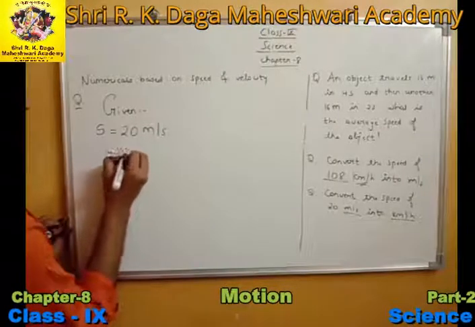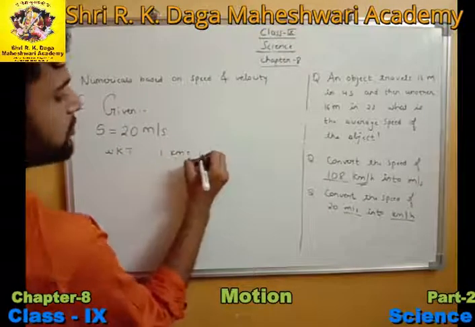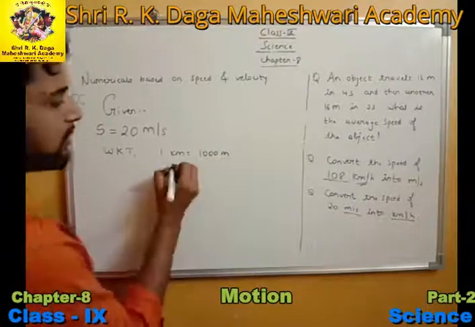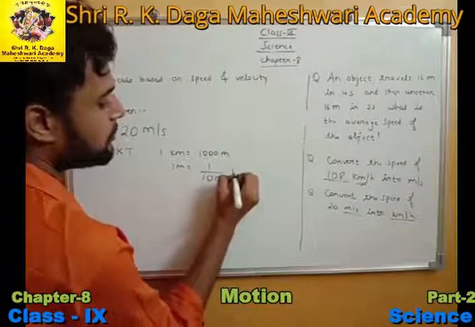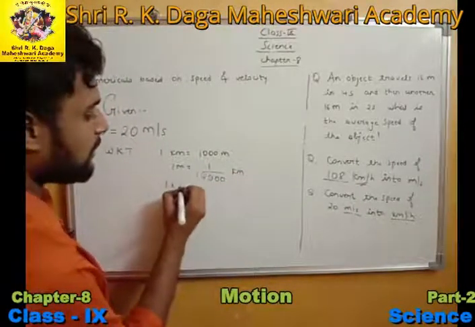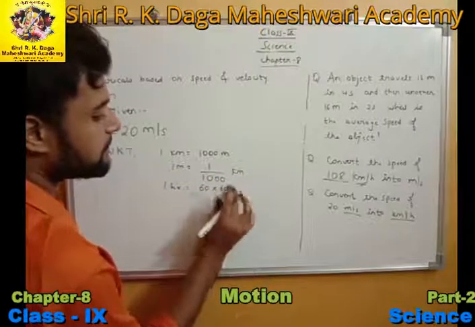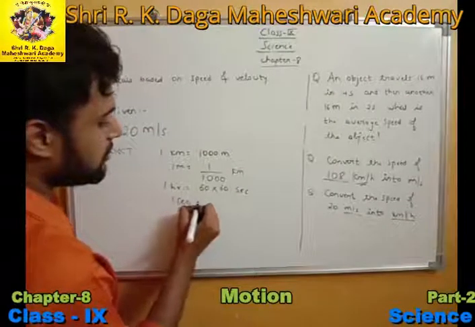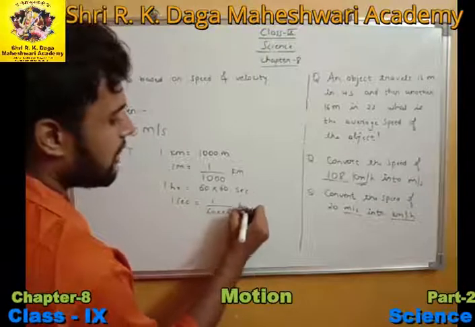We know that 1 kilometer is equal to 1000 meter, or 1 meter is equal to 1 upon 1000 kilometer. Similarly, we know that 1 hour is equal to 60 into 60 seconds, or 1 second is equal to 1 upon 60 into 60 hour.